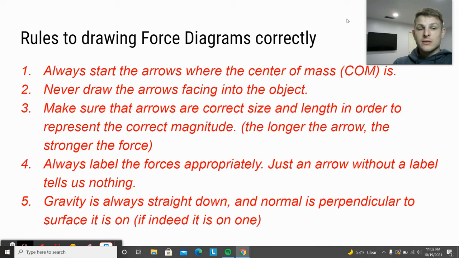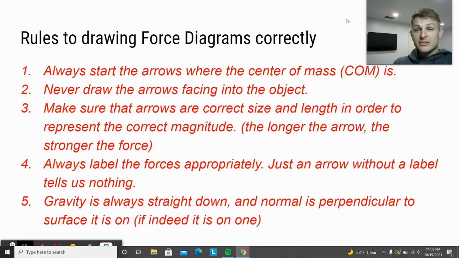4, always label the forces appropriately. I don't just want an arrow. If you give me just an arrow, I don't know what force you understand is acting on the object. I won't be able to decide how to further investigate the object.